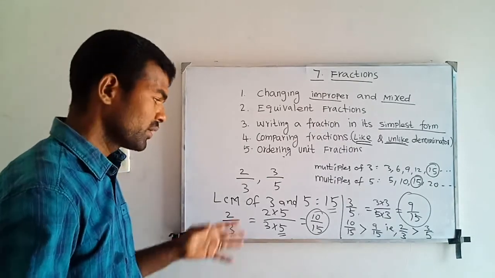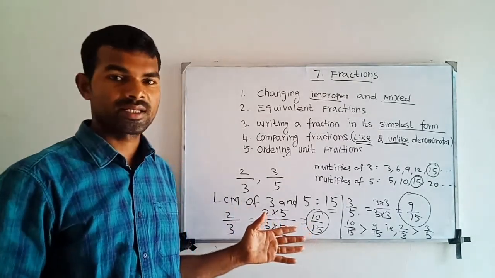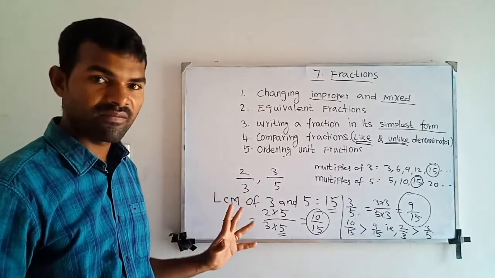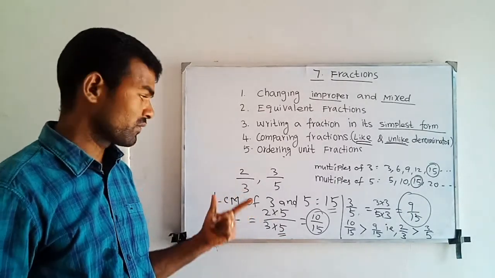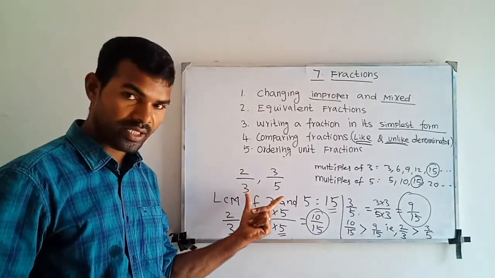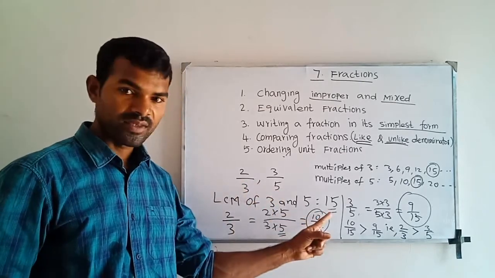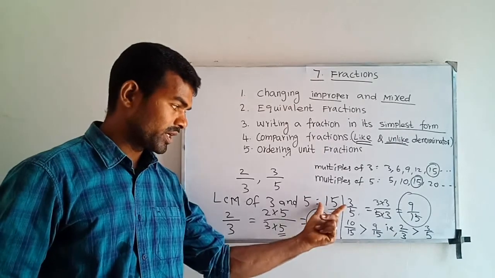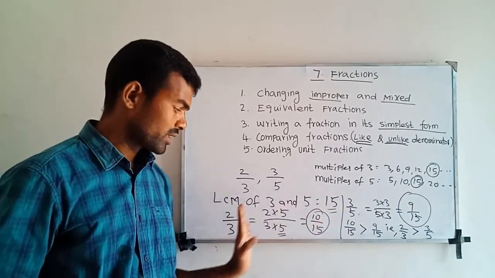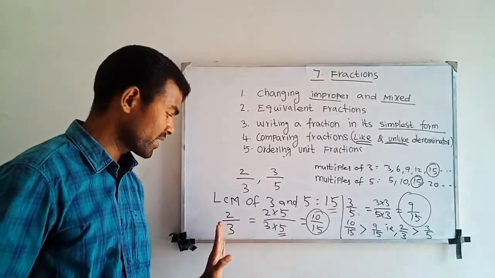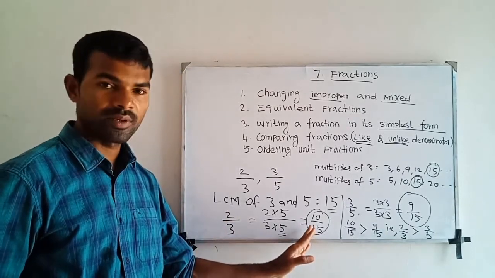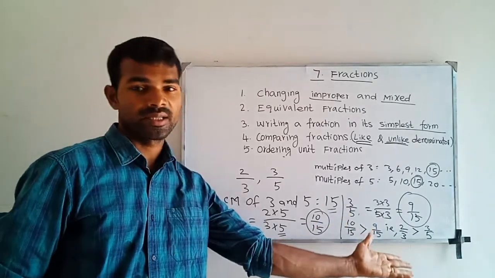Comparing fractions. When we do the exercise, you will understand a little more. Comparing fractions: first, we have to find the LCM of the denominators. Here, the LCM of 3 and 5 is 15. Then, according to 15, you have to change the numbers. That is the equivalent fraction. You find the equivalent fraction for both numbers. Then, at last, compare. That is the answer.